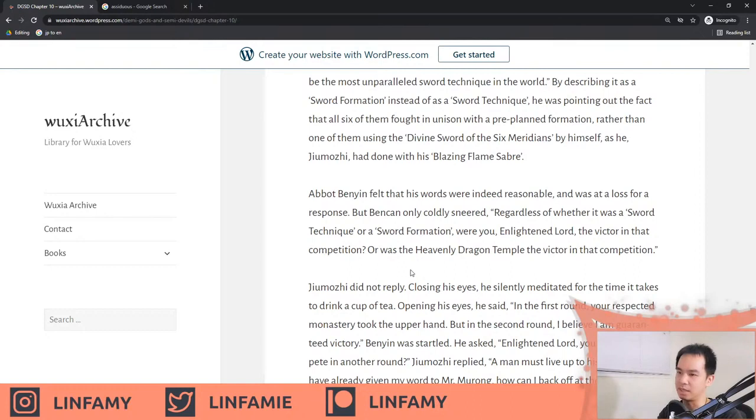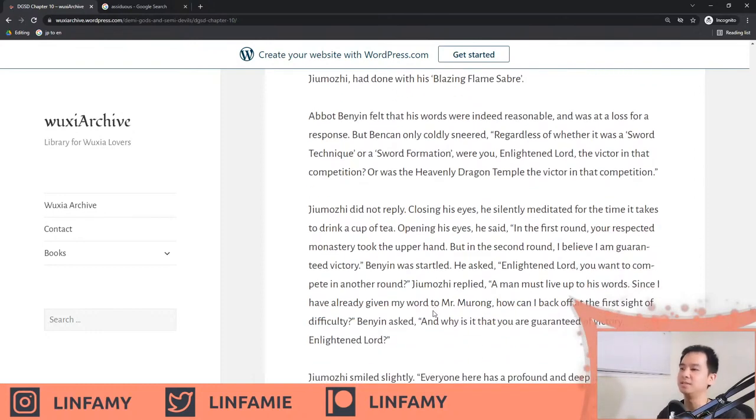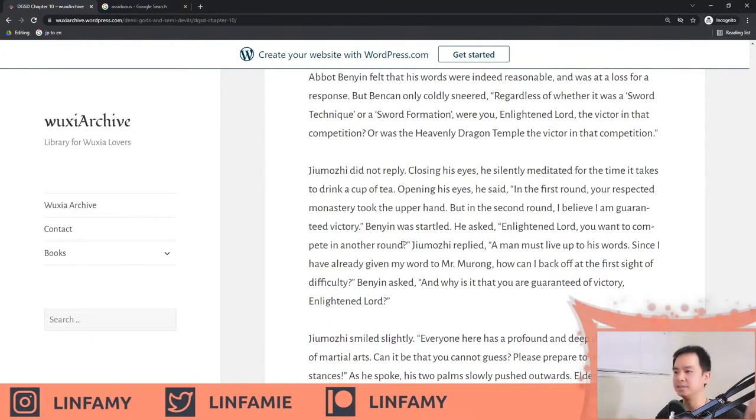Regardless of whether it was a sword technique or a sword formation, were you, enlightened lord, the victor in that competition, or was the heavenly dragon temple the victor in that competition? Jiumozi did not reply. Closing his eyes, he silently meditated for the time it takes to drink a cup of tea. Opening his eyes, he said, "In the first round, your respected monastery took the upper hand, but in the second round, I believe I am guaranteed victory."